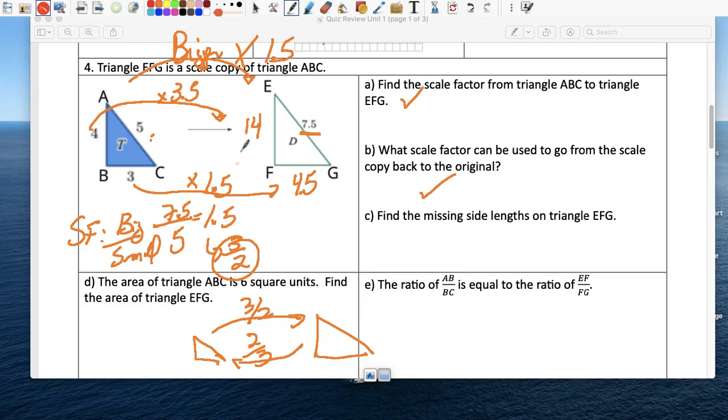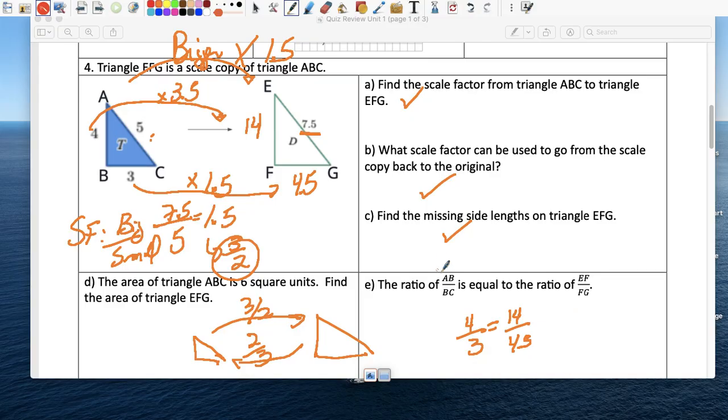Okay. So we did A, we found the reciprocal. Find the missing lengths, we did. 14 and 4.5, we did. And then, let's look at the ratio. AB is 4, BC is 3, EF is 14, and FG is 4 now. They're asking us if that's the same. Well, you can cross multiply, do the butterfly, and see if their products are equal to each other. So this would be 3 times 4.5.